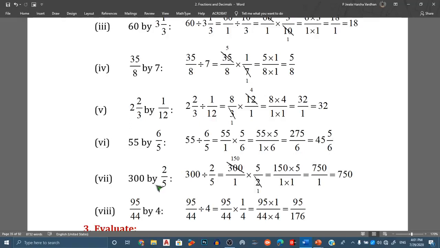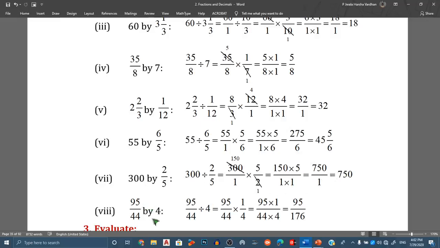Next, 300 by 2 by 5. So 300 divided by 2 by 5, how can I write? 300 by 1 into, convert the division into multiplication and take the reciprocal of 2 by 5, which is 5 by 2. Can cancel 300 by 2 with 2 times, which is 2 150s. Okay, 150 into 5 by 1. 1 into 1 is 750.